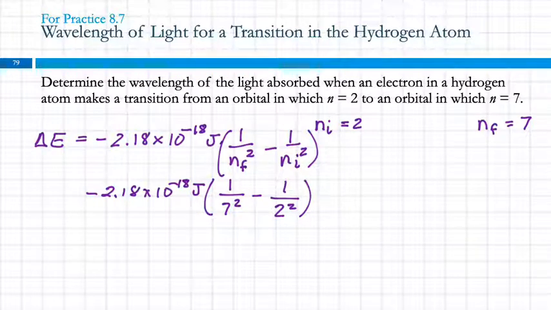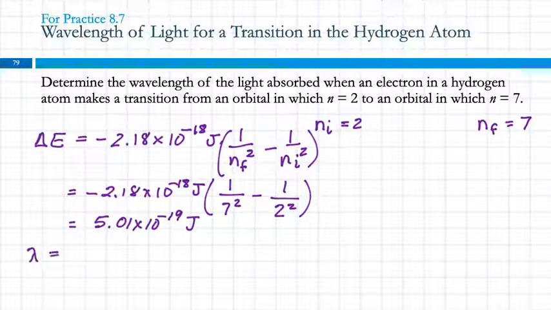Then you have to get this on your calculator. Negative 2.18 EE minus 18 times, I'm going to use parentheses, 1 divided by 7 squared minus 1 divided by 2 squared, close the parentheses. 5.01 times 10 to the minus 19. That's the energy change. From the energy change, I can calculate the wavelength.